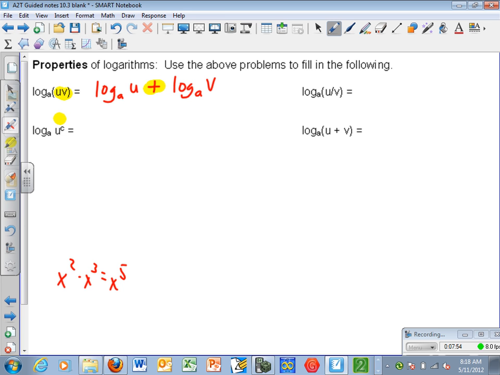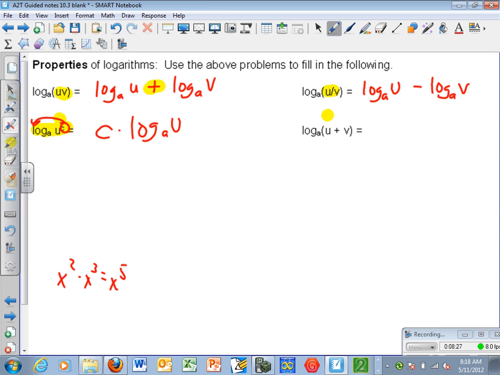If I have the log and I have a division in here, it's the log of the first thing, u, minus the log of what's being divided by, and then it's in whatever base. And this applies to any base here, so we're calling it base a. This one right here, it's the log of something to a power. The power goes down in front and becomes c times the log of u in whatever base you're dealing with.